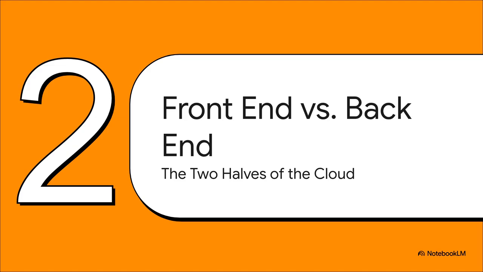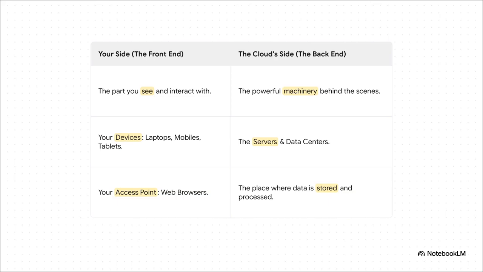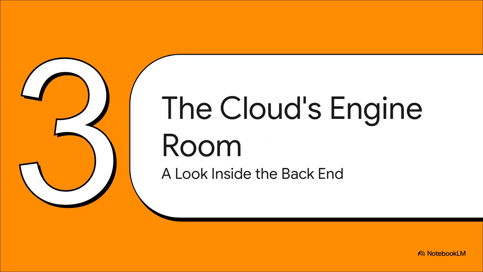The easiest way to wrap your head around this blueprint is to just split it in half. You have the part you can see and the part you can't. This is what we call the front end versus the back end. So it really breaks down into two sides. The front end, well, that's your side. It's the laptop in front of you, the phone in your hand, and the browser you're using. But the back end, that's the cloud side. It's this huge network of servers and data centers doing all the heavy lifting. And the bridge that connects these two worlds? Yep, it's the internet.